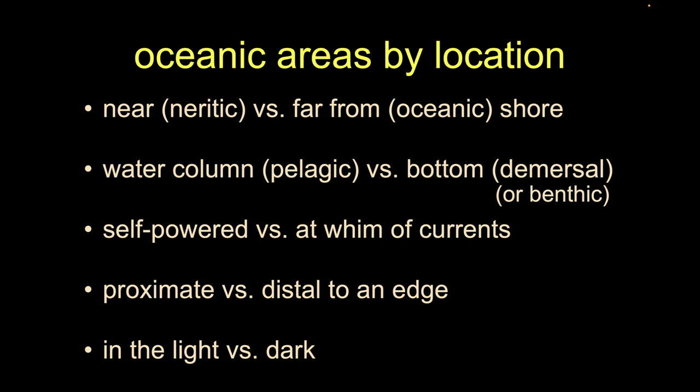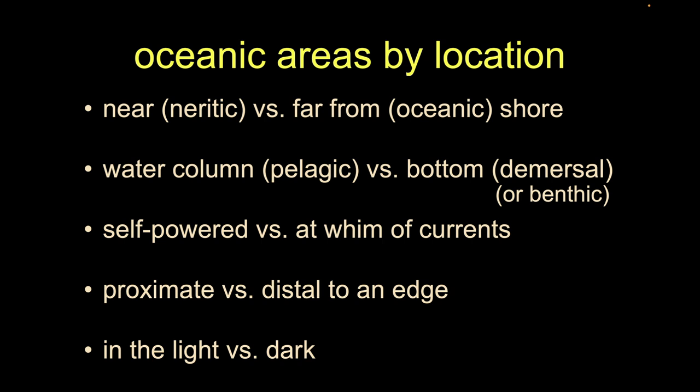Okay, we could also talk about near something versus far away. Near would be proximate or proximal, and far away would be distal. And then lastly, we have some terms for things that are in the illuminated part of the ocean, which is a very small part of the ocean, or the dark part of the ocean, and here I'm referring to sunlight dark, which is the vast majority of the ocean volume, where sunlight does not penetrate.